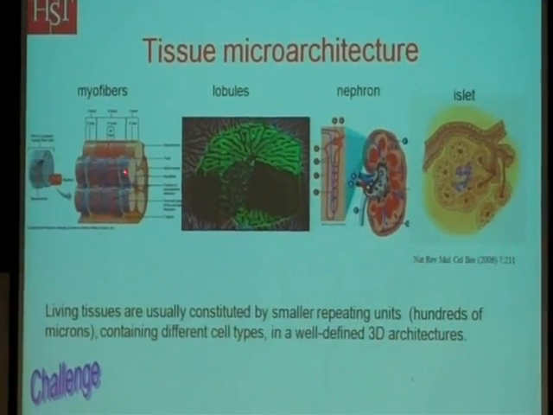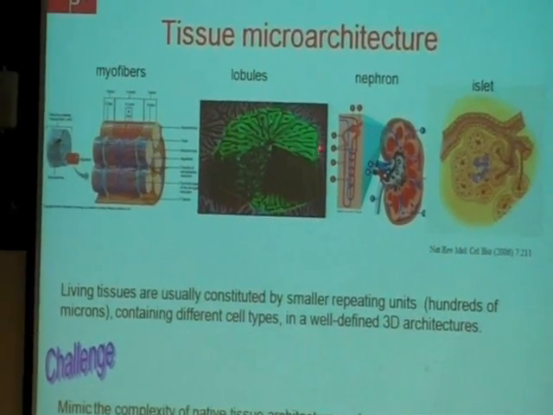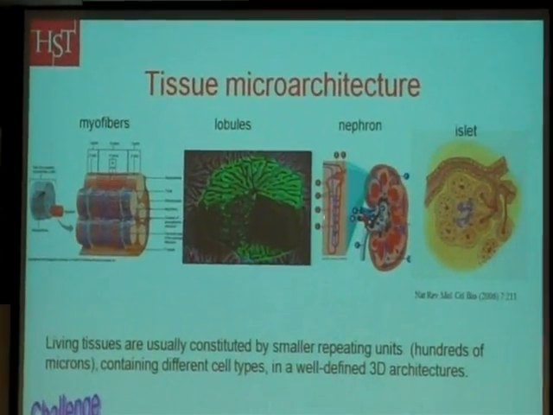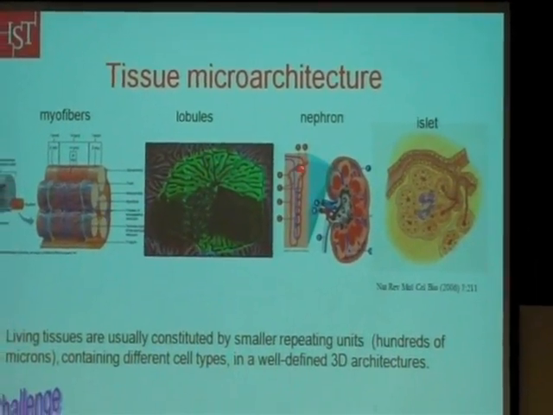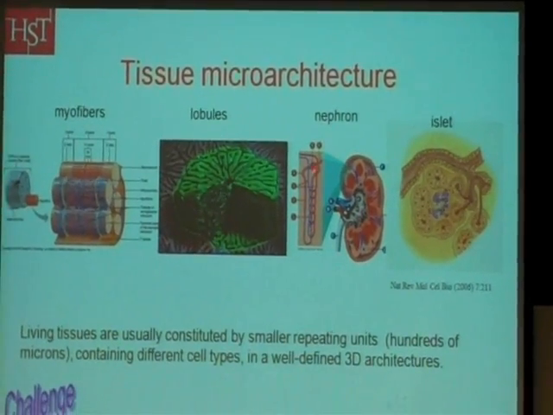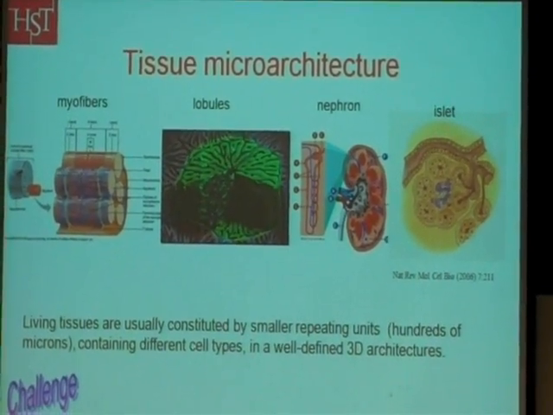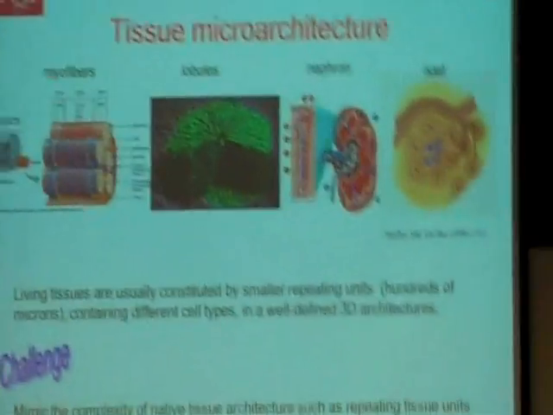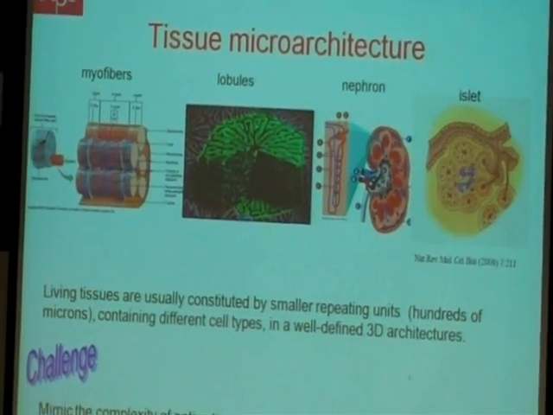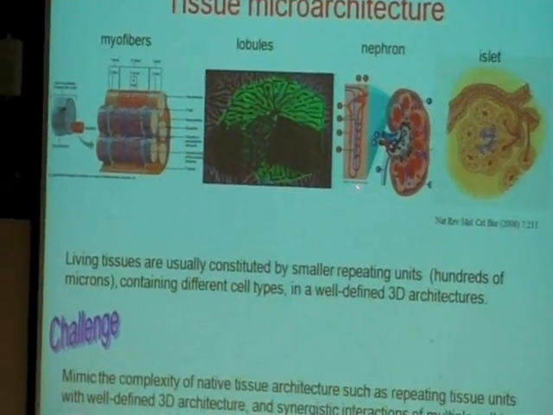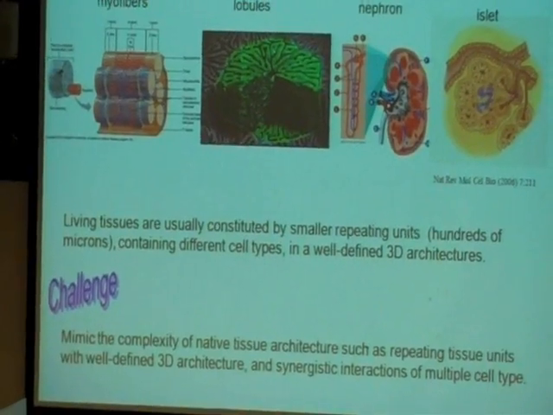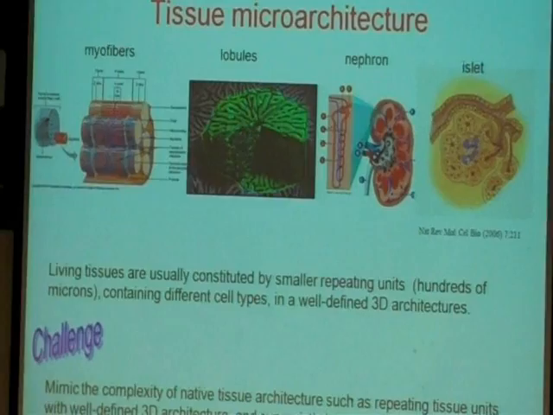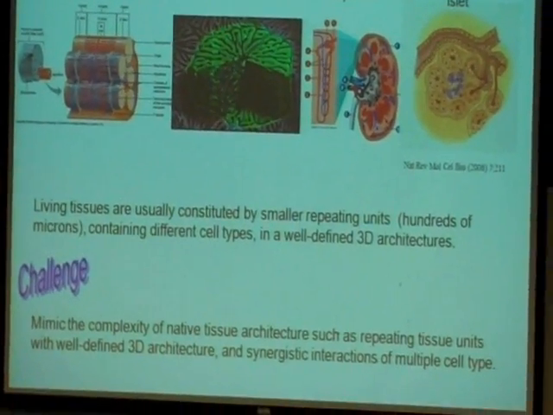If you look at your muscle, you see a lot of fibers. These lobule structures I mentioned. This is your kidney. So you actually see this is the functional unit of a kidney. It's a channel with a lot of cells doing different things. And then your pancreas generates islets, and these islets actually secrete insulin that regulates glucose. So what we want to do is to try to recreate these kinds of structures and do it at the same length scales as the microstructures of these tissues.